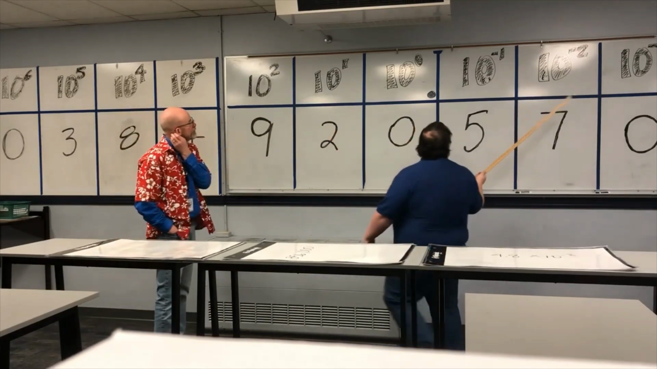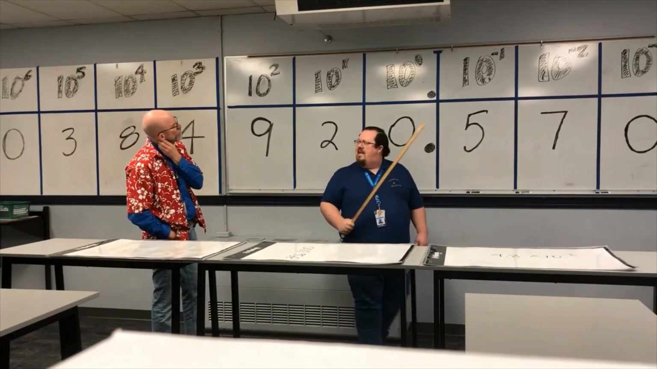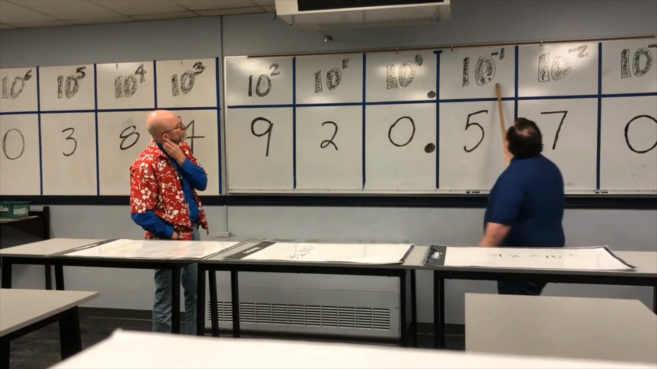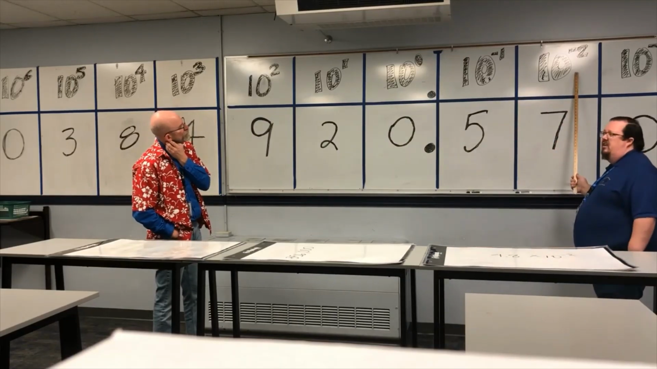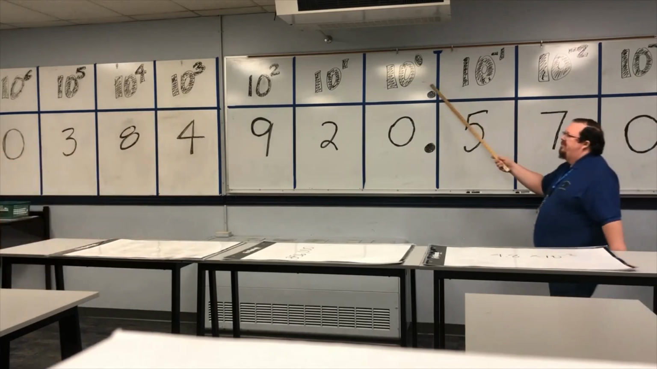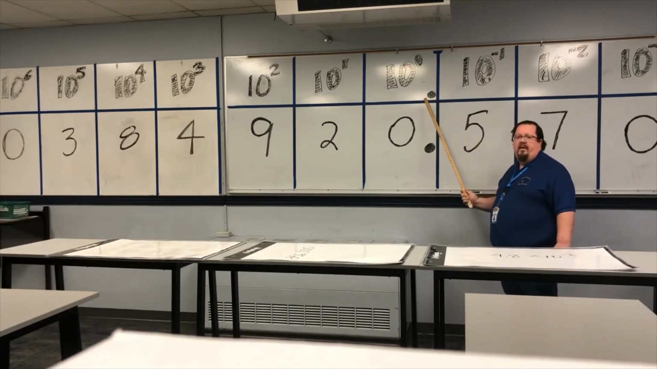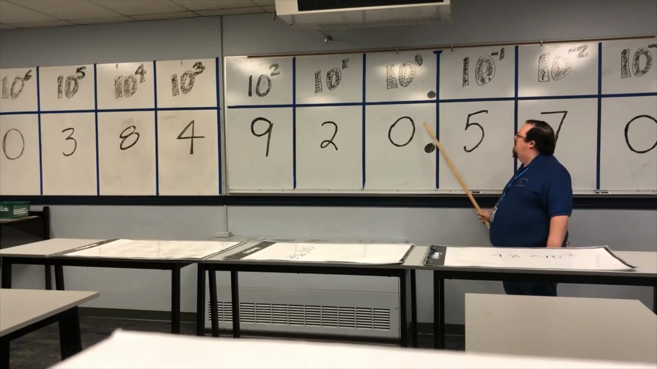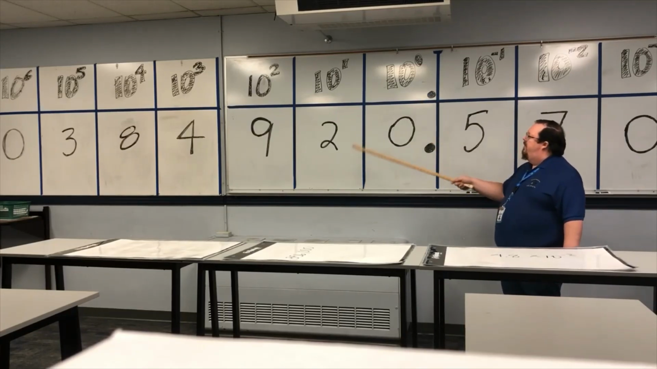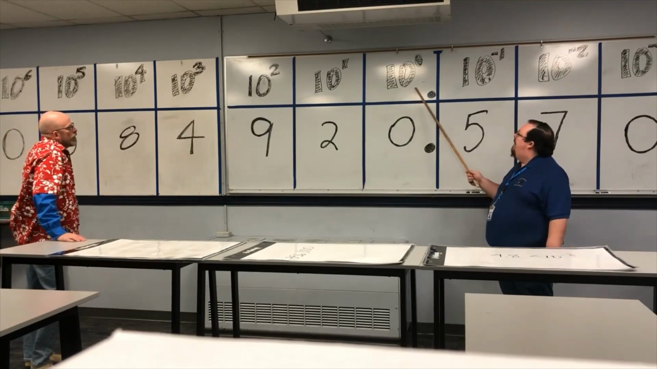It goes the other way too. 10 to the negative 1, divide by 10, that's a tenth. 10 to the negative 2, divide by 100, that's a hundredth. And so on. How about 10 to the 0? That's 1. So they didn't name their place values with the traditional names, they named them with powers of 10.